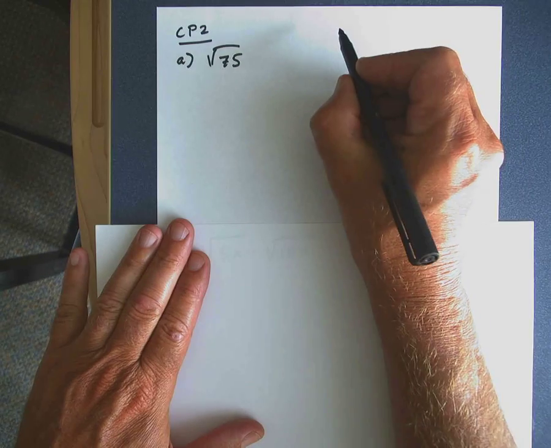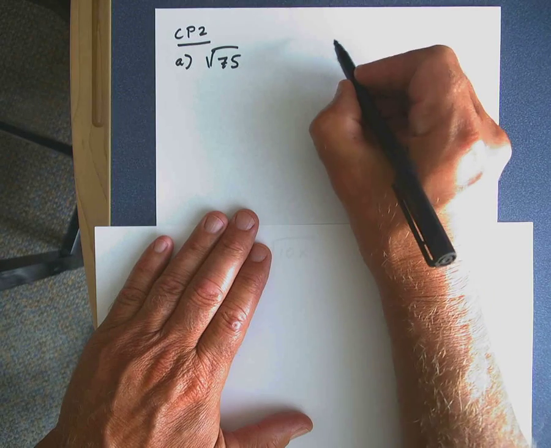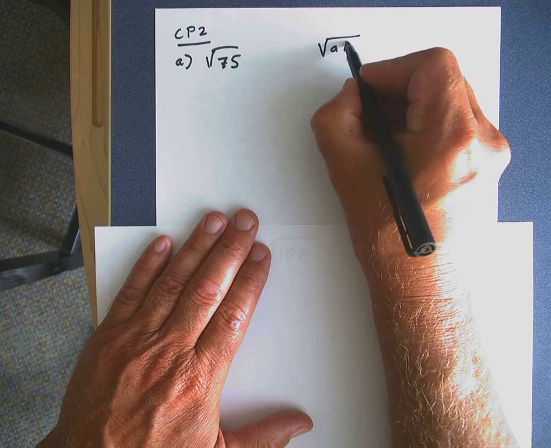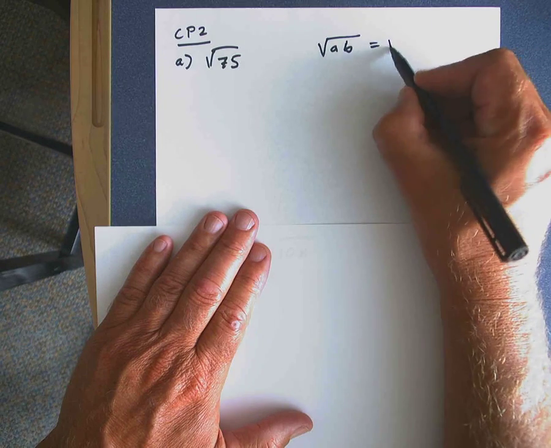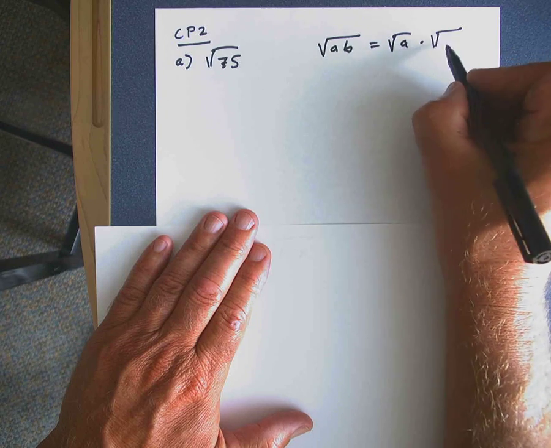Okay, in checkpoint 2, we're going to use a property of square roots called the product rule for square roots, and you should be familiar with that. The way it works is if you have the square root of two different numbers that are multiplied together, you can separate it out into separate square roots. So this can be written as the square root of a times the square root of b.